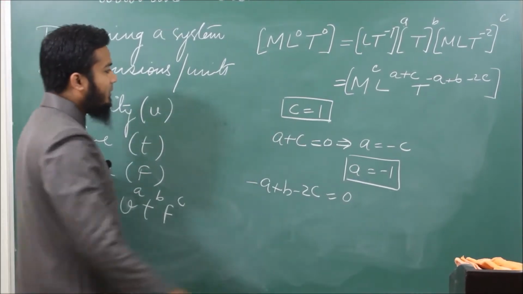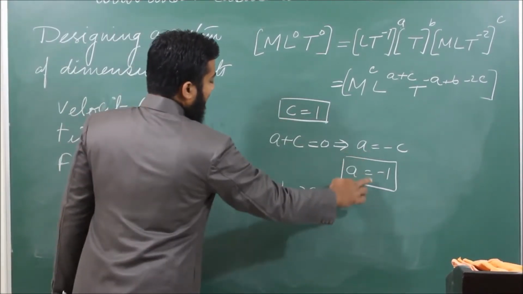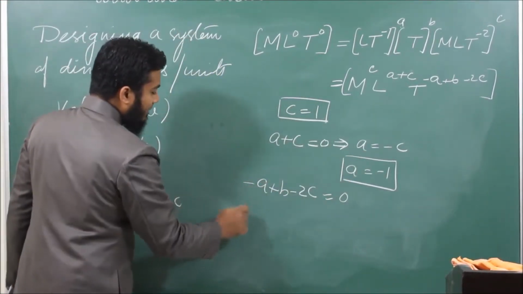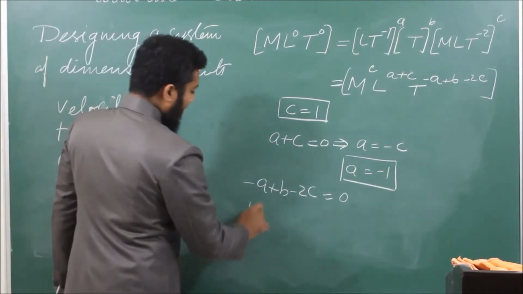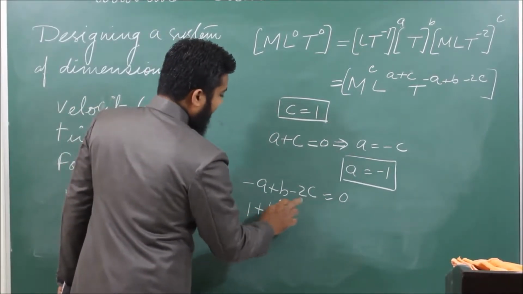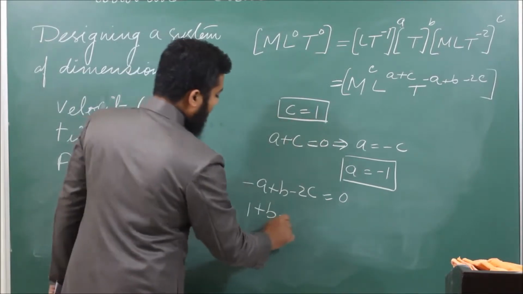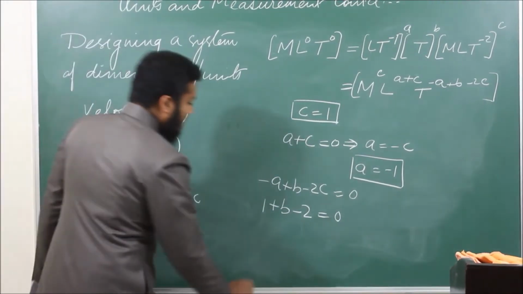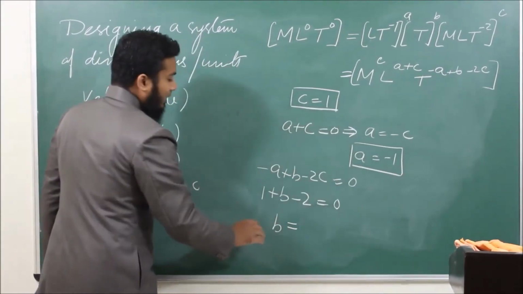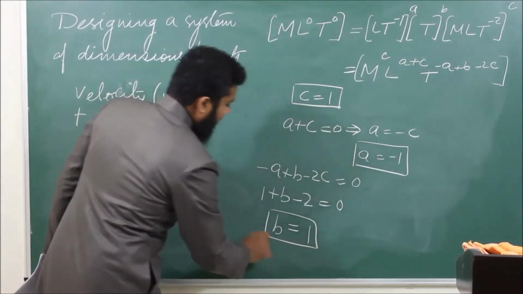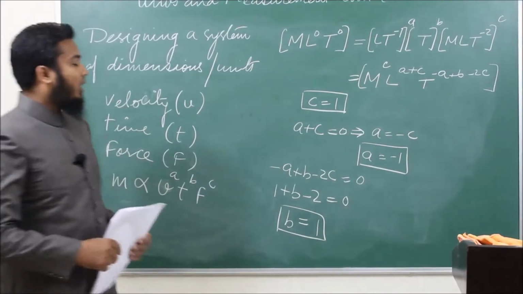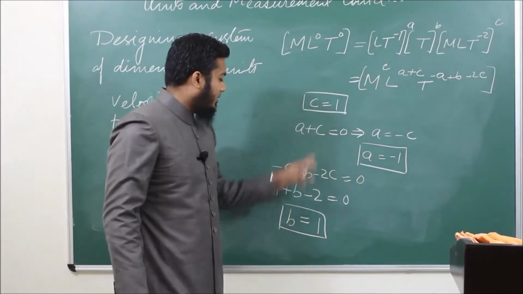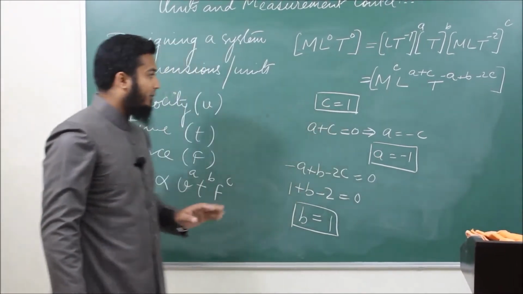Now put all the values. C is 1 and A is minus 1, so if you put minus 1 here, it becomes 1, and plus B and minus 2C, C is equal to 1, so it is just minus 2, which is 0. So B comes out to be 1. The value of B is 1. So you have found all the exponents. A is minus 1, B is plus 1, and C is again plus 1.